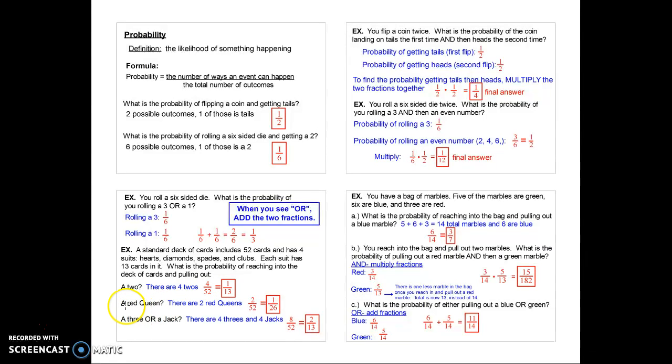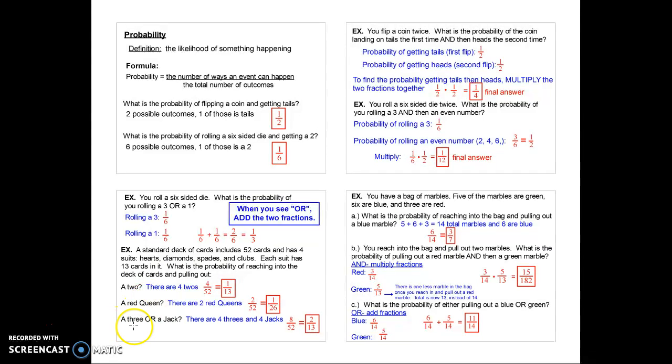Then the second one says, what is the probability of finding a red queen? Now, with a deck of cards, there are 2 red queens. Okay, remember there's 4 queen cards. 2 of them are red, 2 of them are black. So I have 2 red queens. So I have 2 possibilities out of my total possibilities of 52. 2 of 52 reduces to 1 out of 26.